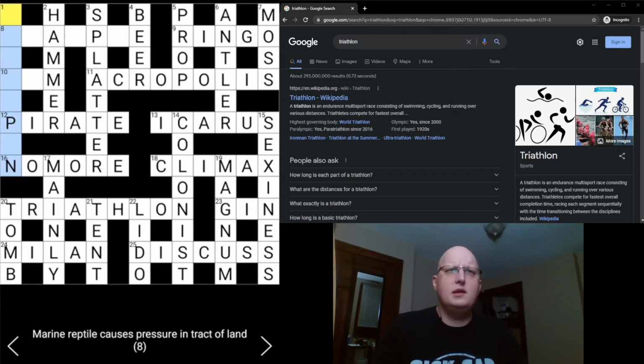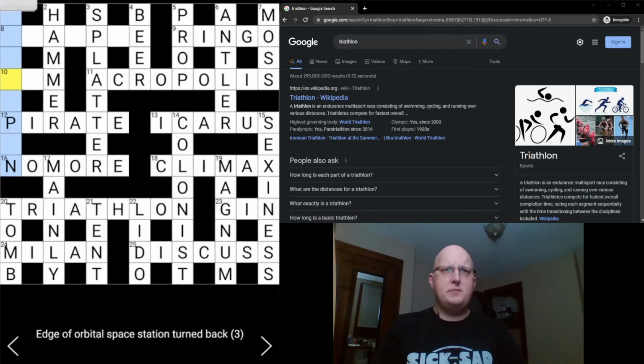So something that causes pressure inside the word that means tract of land is a marine reptile of some sort. I am not sure. Let's cycle through these clues a couple more times before I start looking up some answers.